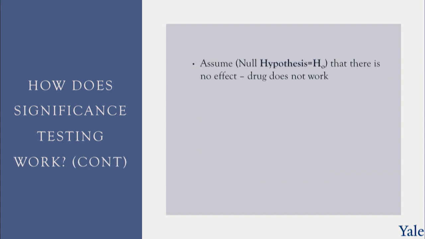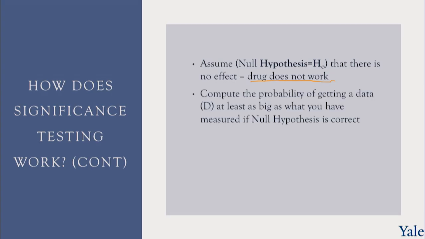And then we make this assumption, this is completely counterintuitive, that there is no effect, that the drug does not work. So this is a proof by contradiction if you're doing formal math. We're going to assume that something does not work and say that's unlikely to be true. We compute the probability of getting a data D at least as big as what we have measured if this null hypothesis is correct. The null hypothesis is the assumption that the drug does not work. And if this probability is small, we reject the null hypothesis.